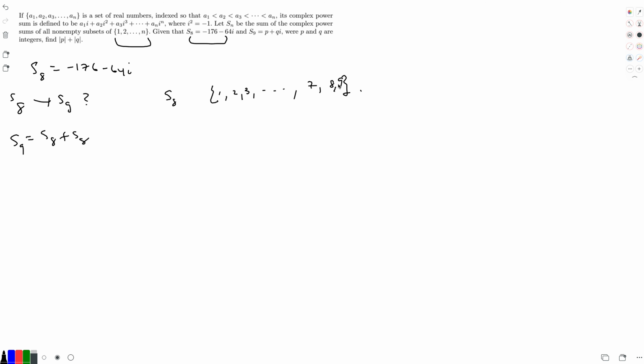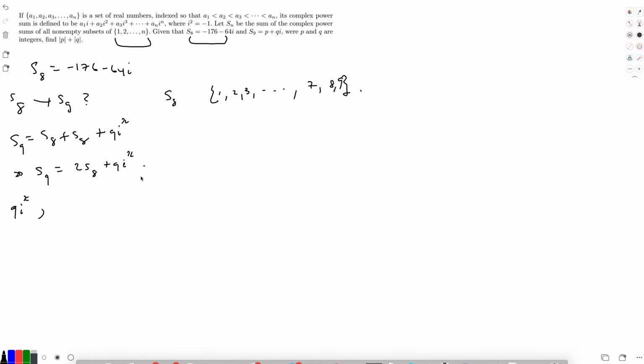The only difference is that now we have a 9, and because of this indexing rule, it's going to be the last term. So we need to have 9i raised to the power of x, where x is the cardinality of our subset. Great. So S sub 9 is equal to 2 S sub 8 plus 9i raised to the power of x, where x is simply our cardinality. So how do we deduce 9i raised to the power of x, summed over the subsets?